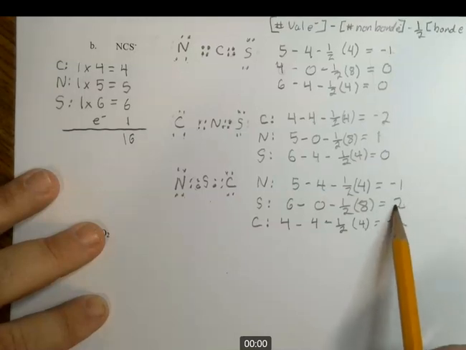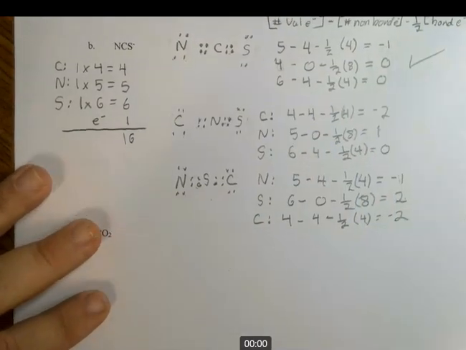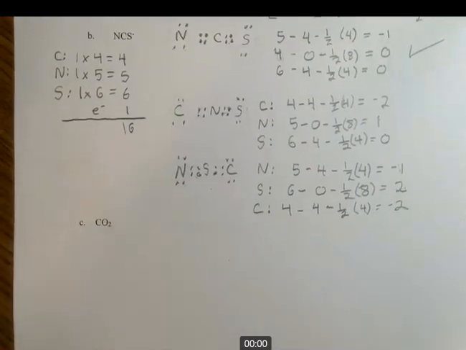However, these are definitely a long way from 0. They're not even close to being 0. So this would be our favored configuration. Okay. Move on to carbon dioxide.